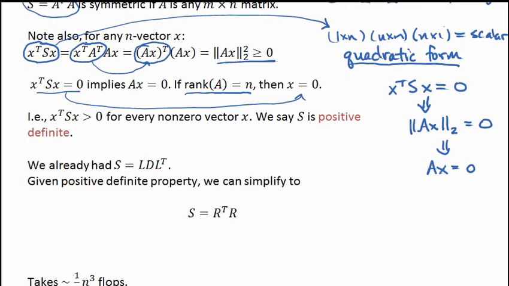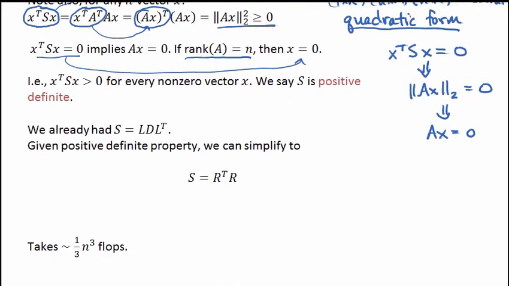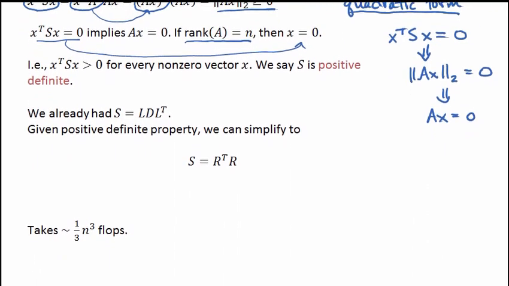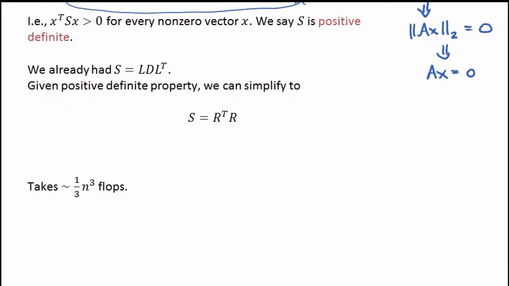So we put these things together. Now we have an additional assumption about A, which is that the rank of A is equal to n. We do need to make that, but it's a technicality. Given that assumption, then we know that the quadratic form is positive for every non-zero vector x. And that's the property that defines positive definiteness.